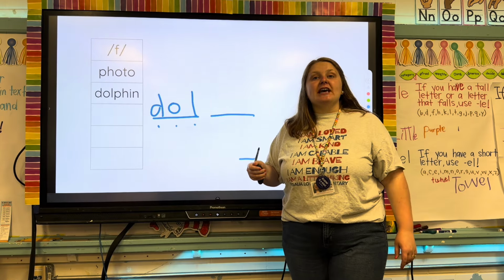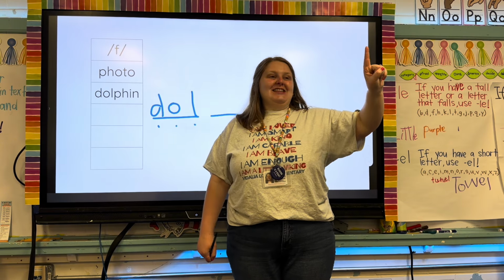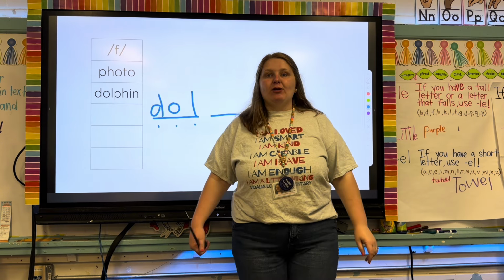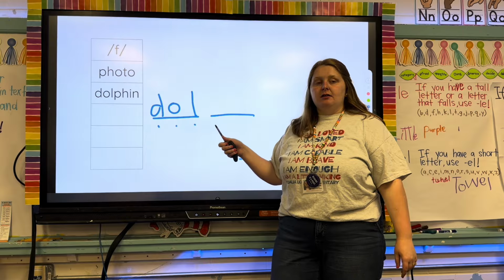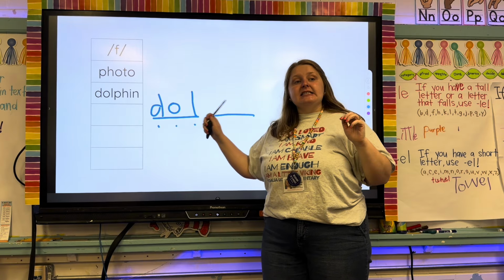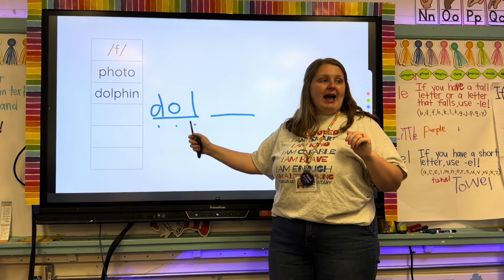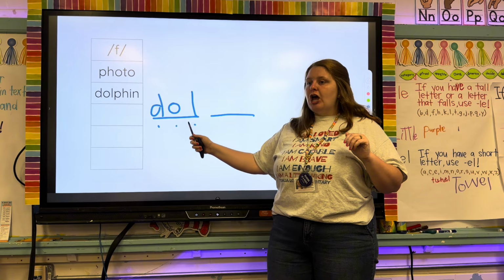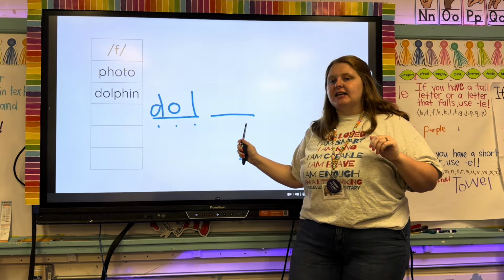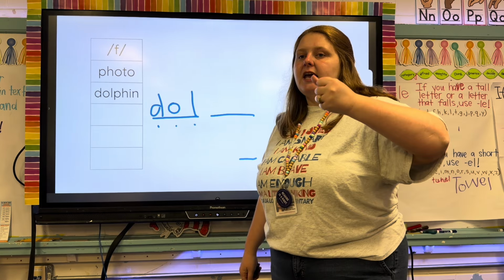The floss rule tells me it's a 1-syllable word with a short vowel. Is this a 1-syllable word? No. I'm asking a question and I don't have everybody's eyes. Is this a 1-syllable word? No. So do I have to double my L? No. So far I have doll. What's my second syllable? Thin. Pound it. Thin.